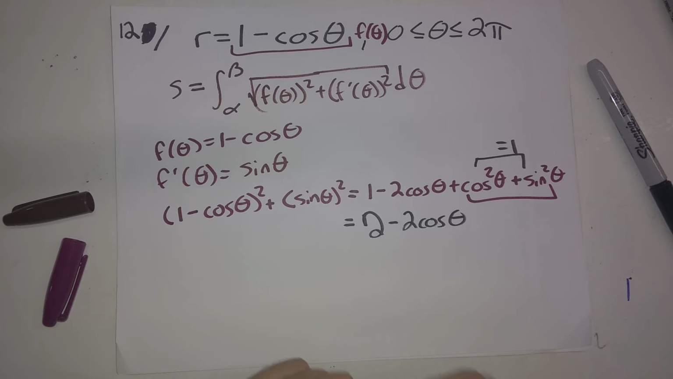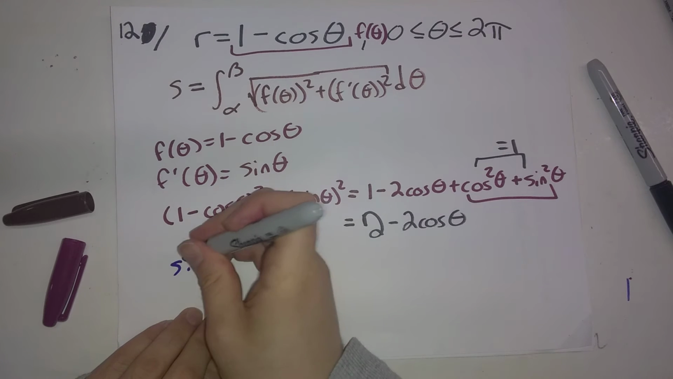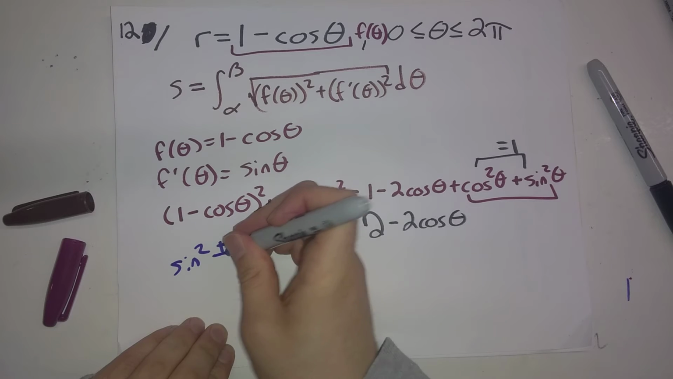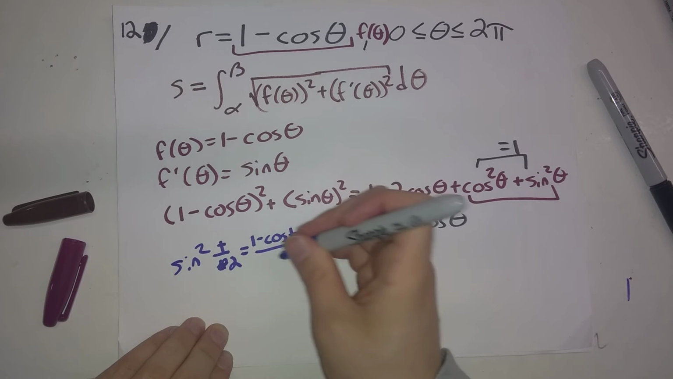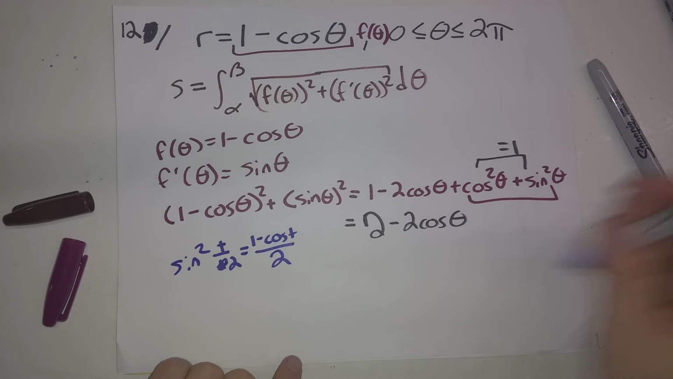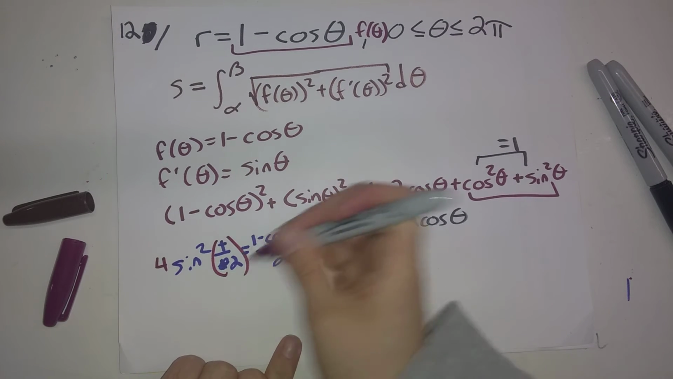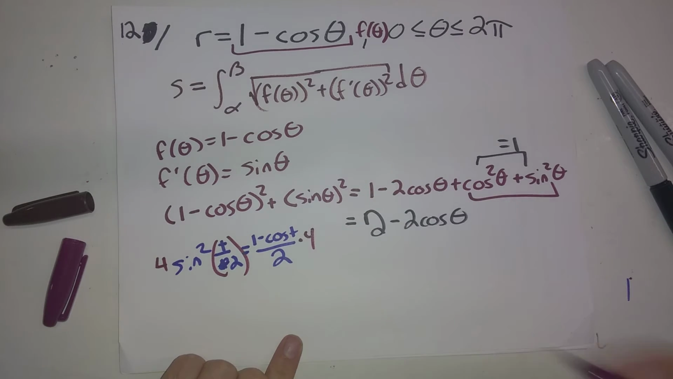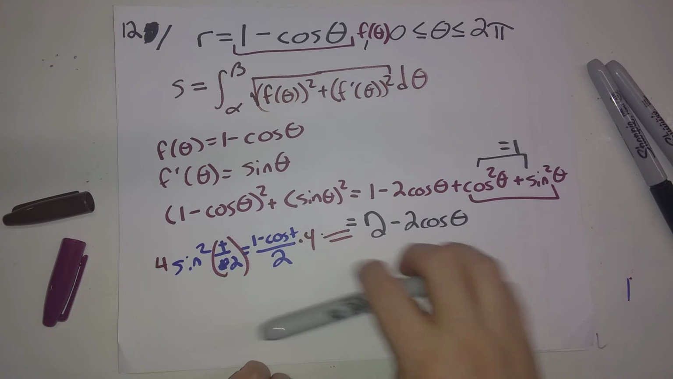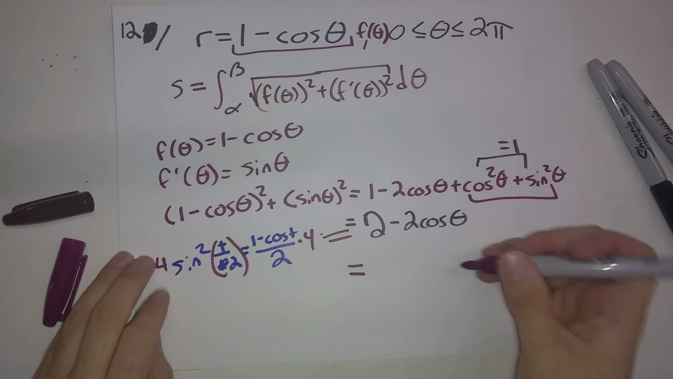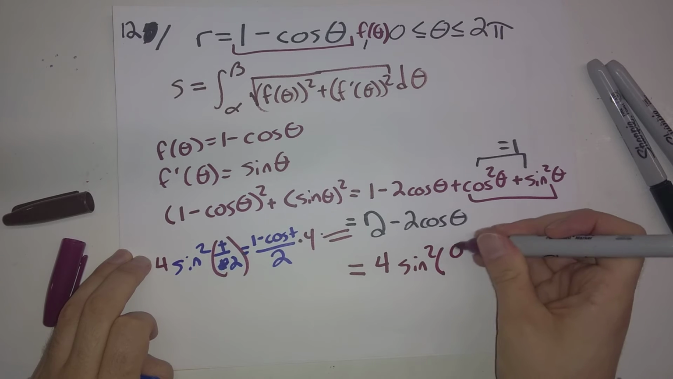And once again, not for the first time in this set of videos, I believe, we are going to use the identity that sine squared of t over 2 is equal to 1 minus cosine t divided by 2. So multiplying both sides of this by 4, 4 sine squared of t over 2 is equal to 1 minus cosine t over 2, all of that times 4, which is 2 minus 2 cosine. I guess here I started to use t instead of theta. So putting all of this together, we have 4 sine squared of theta over 2.